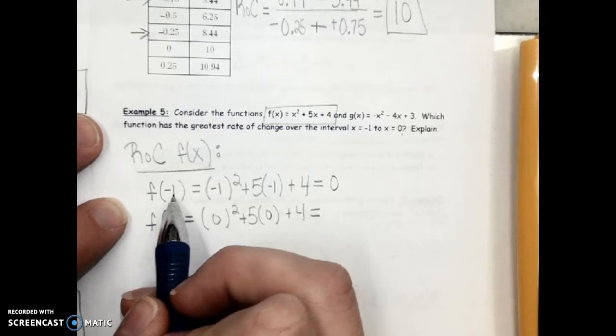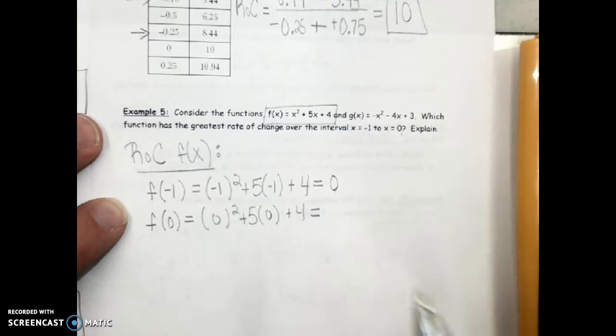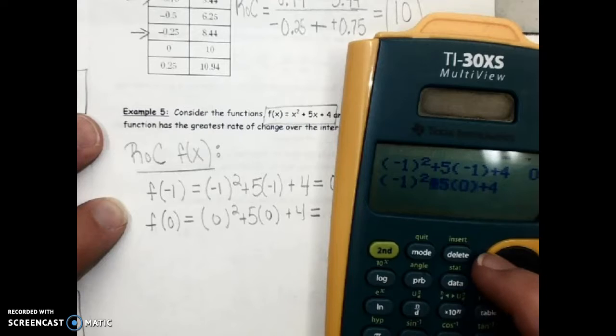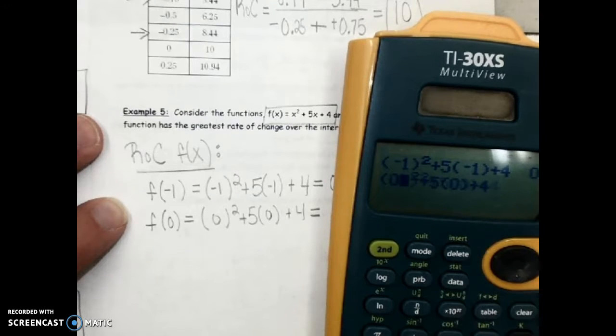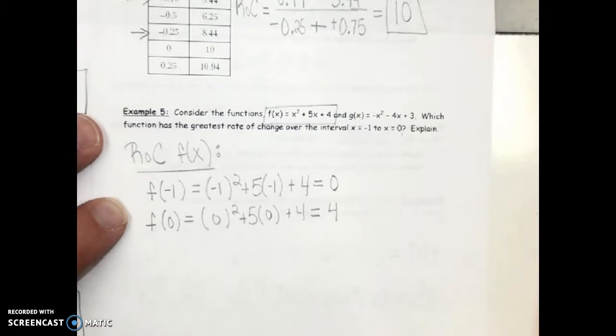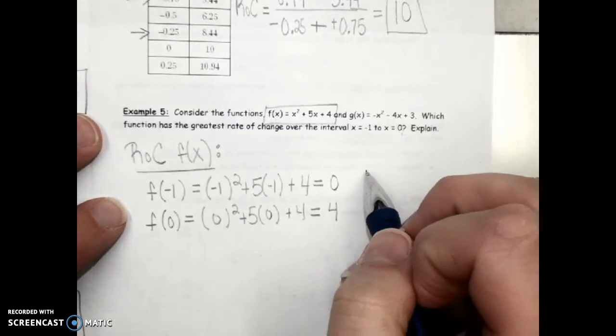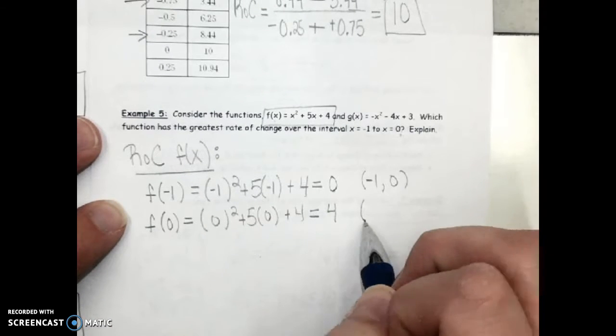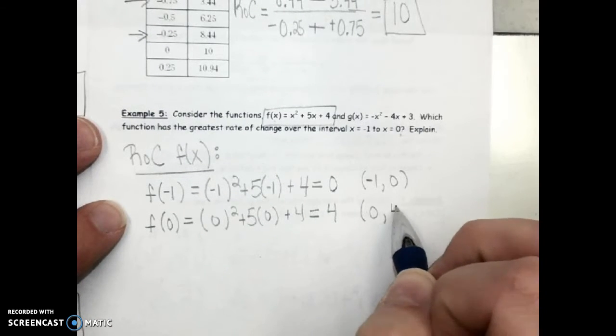That's my x. That's my y. Okay, I'm going to go back in here and I'll plug in a 0. I'll get rid of that 1 because I don't want it there. When I plug in 0, I get my 4. So my ordered pairs here are -1, 0. You plug in x, you get out y. They have to go in alphabetical order. Plug in 0, get out 4.